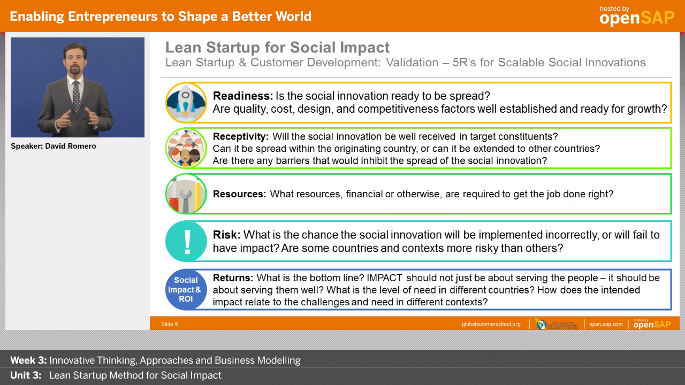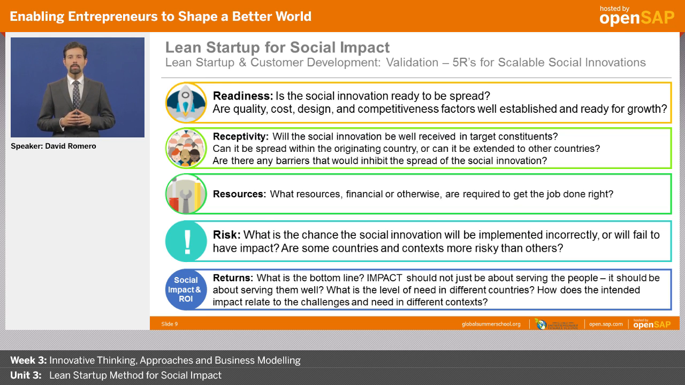If your MVP for social innovation is ready to scale up, here are the 5 R's for scalable social innovations. The first one is readiness. Is your solution ready to be spread? The second one is receptivity. Are your target constituents ready to receive your social innovation? Third one, it's about resources. Do you have enough resources to sustain your impact?